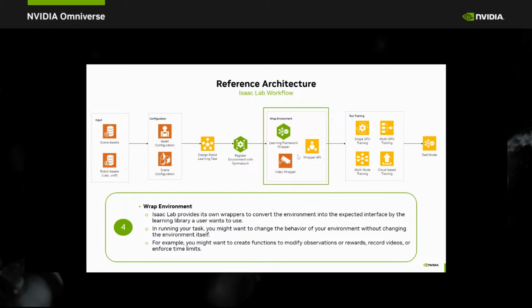But Isaac Lab also provides its own wrappers to convert the environment you created into the interface expected by the learning library. Different learning libraries use different kinds of data structures. For instance, Stable Baselines uses NumPy, RSL-RL uses Torch. So we cannot create, for every environment you want to create in Isaac Lab, one for NumPy, one for PyTorch, one for different data structures. But we have wrappers to convert whatever you have in that PyTorch environment to whatever interface your learning library wants.